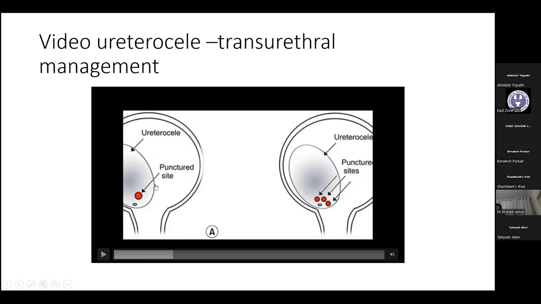So this is the site of puncture, the same side where you put the incision, the inferomedial side. Multiple punctures are made either with hot cautery or maybe using laser. Both usually have the same effect.